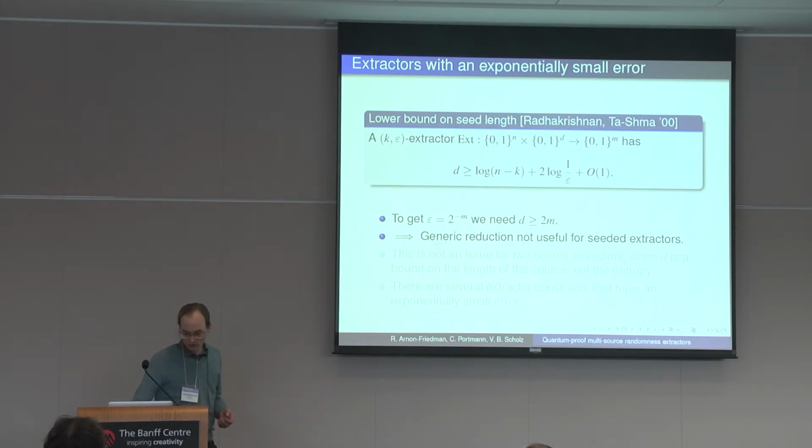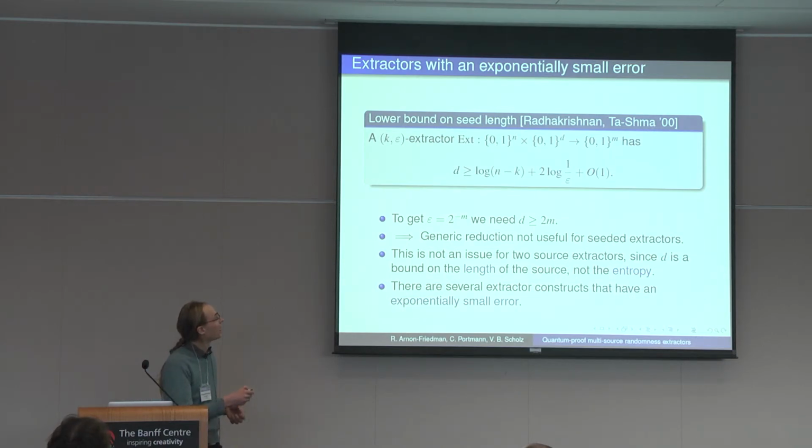However, in the case of two-source extractors, D here is a bound on the length of the source. It's not a bound on the entropy of the source. So it's still extremely useful because we have constructions which maybe have a very long source but very little entropy, and that's what we're interested in. We're interested in extracting from sources which have very little entropy.